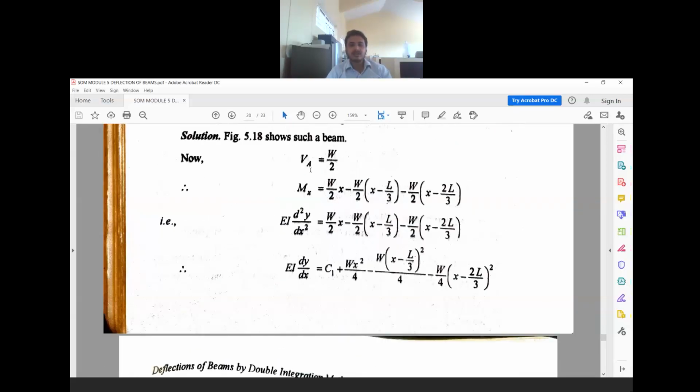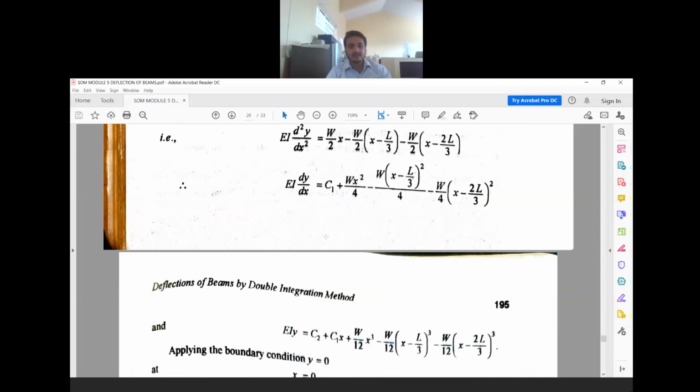So that is what is shown here. VA is equal to W by 2, so that is the reaction. Mx is coming out as W into x by 2 minus W by 2 into x minus L by 3 minus W by 2 into x minus 2L by 3. Here also the x minus A and x minus B form is retained like this. So in place of A it is L by 3, in place of B it is 2L by 3. So now put it in the differential equation of deflection.